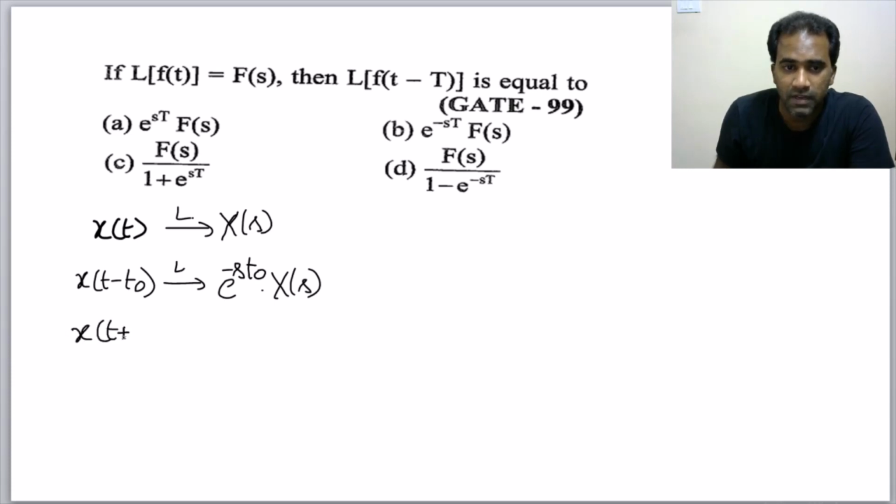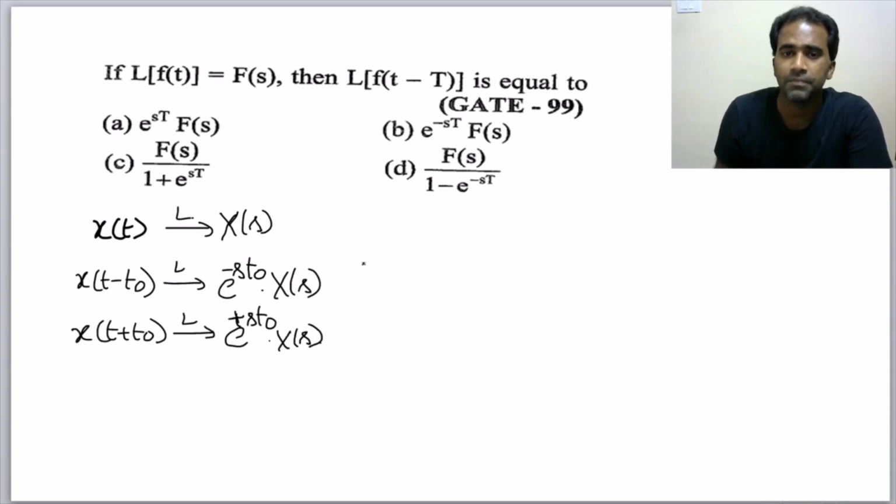Similarly, for x of t plus t naught, the property is the same as this one. If it is a plus sign here, it will be a plus sign here also: e power plus s t naught into capital X of s. Okay, so let us apply this property here.